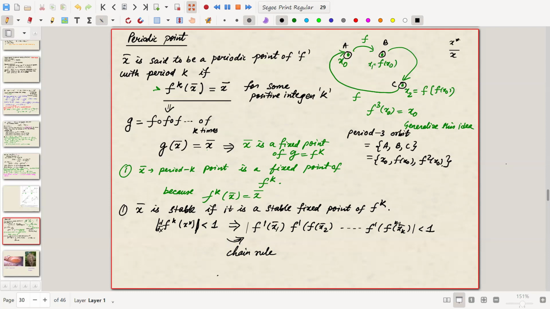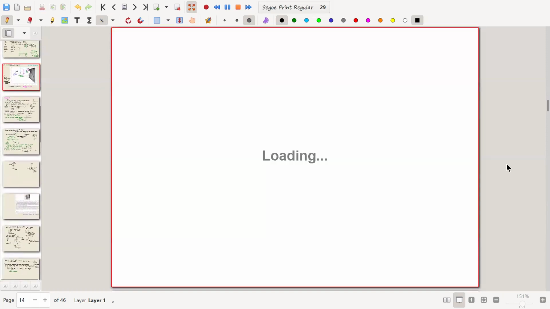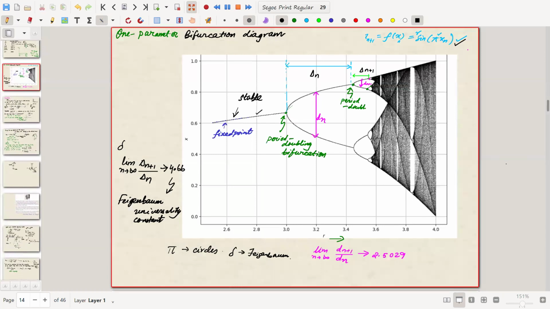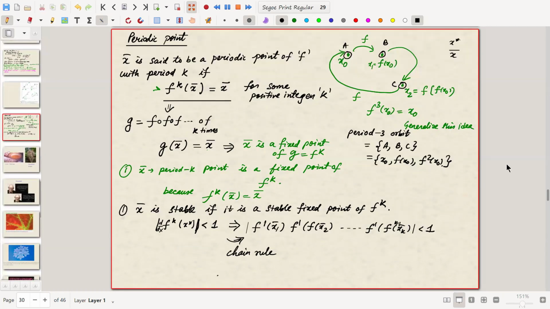Fine. So now at least you know how to compute stability of a fixed point, how to compute stability of a periodic point, and how to boil down stability of a periodic point in terms of stability of a fixed point. We will do some calculations in upcoming classes based on the logistic map. In the upcoming class, we will actually compute the fixed point and the period-2 orbit for the logistic map, now that you know how to compute a fixed point and a periodic point. Fine. So yeah.